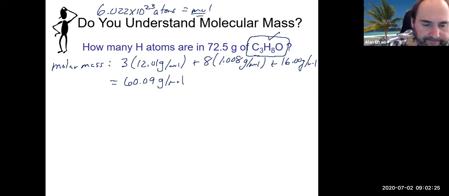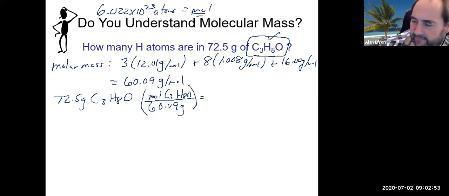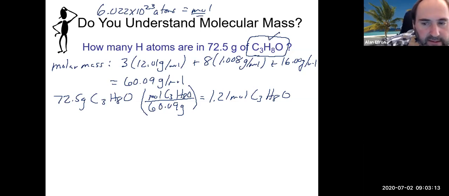Any questions on that? So the first thing we want to do is really take 72.5 grams of the entire thing. We're going to use the molar mass of the entire thing, so we want the grams on the bottom so they cancel. If we do that, 72.5 divided by that gives us something like 1.21 moles of C3H8O. So we've got it into moles, but we do have a little problem here.